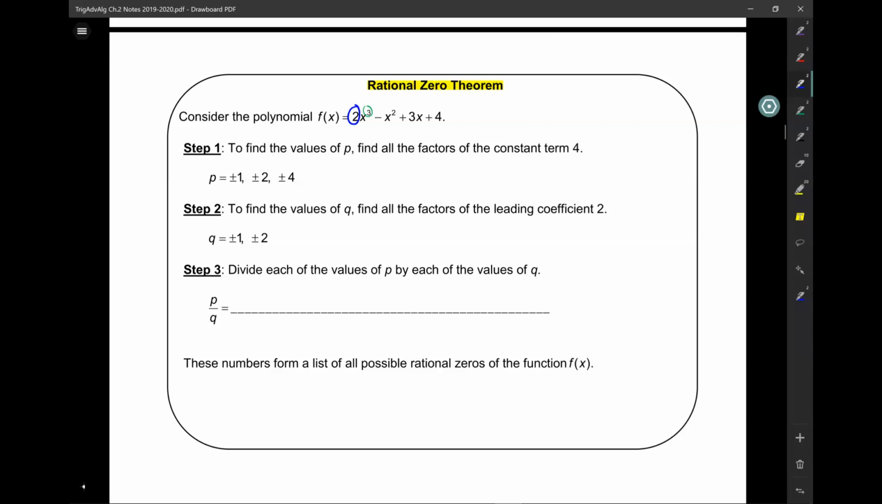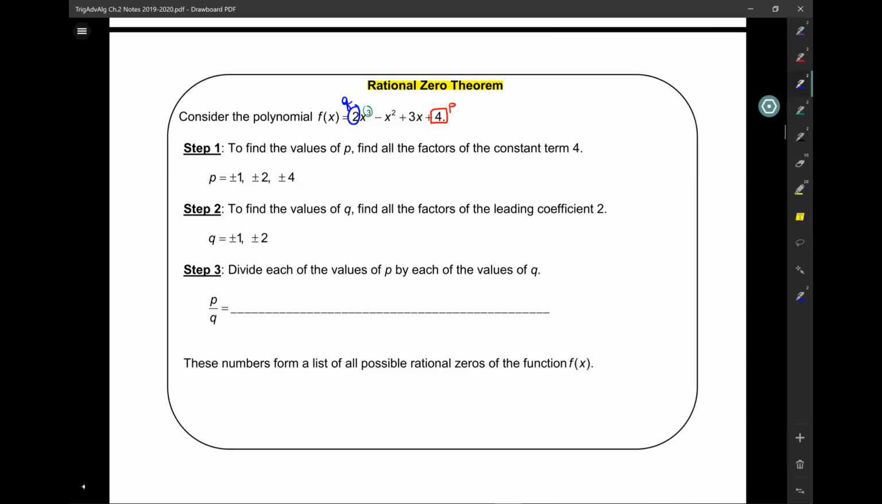And then something else that we're going to look at is the constant term with no variables. That's this one. That's a 4. So the only thing we're going to use from this polynomial is the 2 in the blue and the 4 in the red. Okay? We're going to use that red 4 to find these values which we call P. We're going to use the blue 2 to find these values which we call Q.